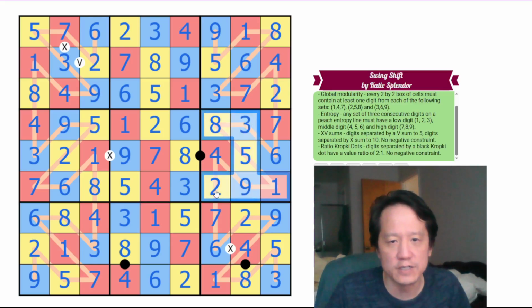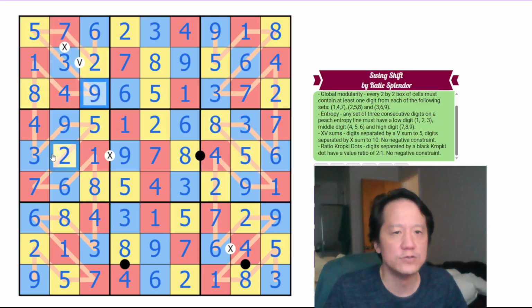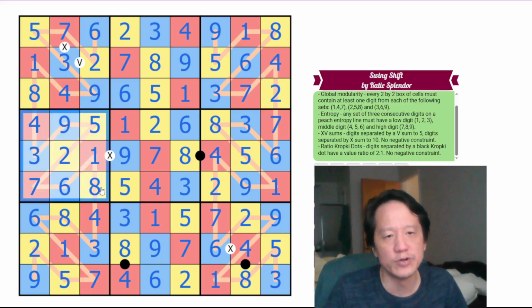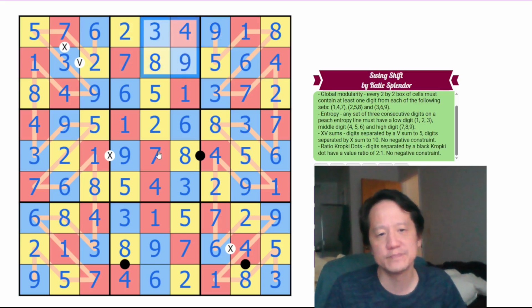Pretty cool, actually. Pretty nice use of the entropic lines to essentially be the break-in point with the X's and V's and the black Kropke dots. And then the global modularity allowed us to fill out the rest of this puzzle, which was nice. Pretty cool.